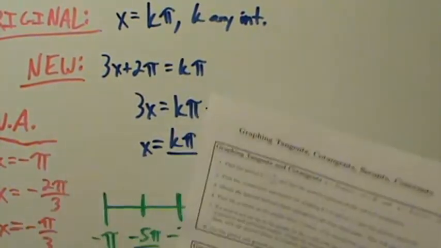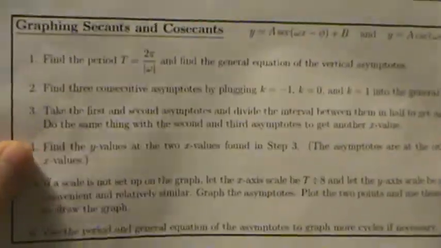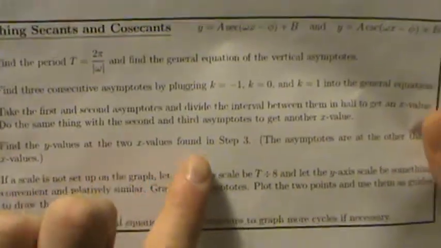That's it for that step. So take the first and second asymptotes, divide the interval between them in half to get an x value, and do the same thing with the second and third asymptotes to get another x value. That's it for that step. Now step 4: find the y values at the two x values found in step 3.